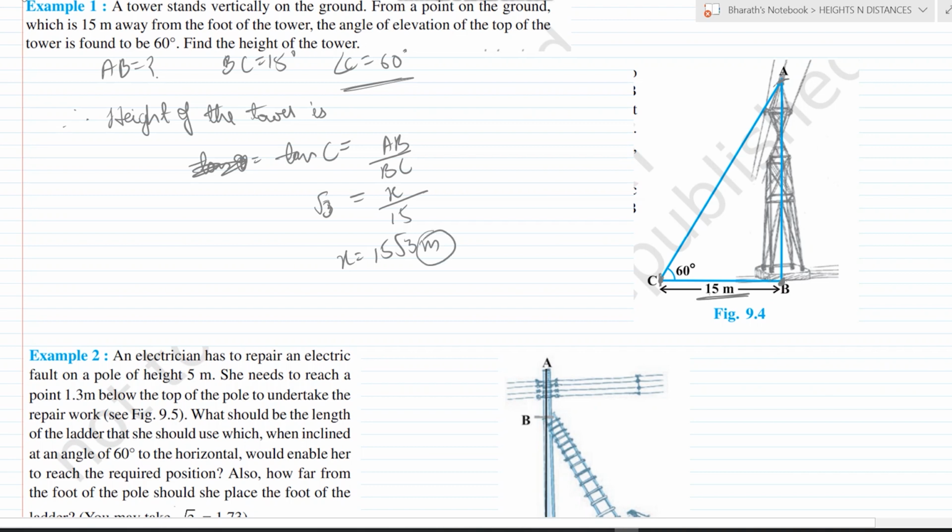Always remember, you should always write units, whether it is centimeter or meter or kilometer. You must always write meter, and the conclusion is: therefore, the height of the tower is 15 root 3 meters. Okay, fine.